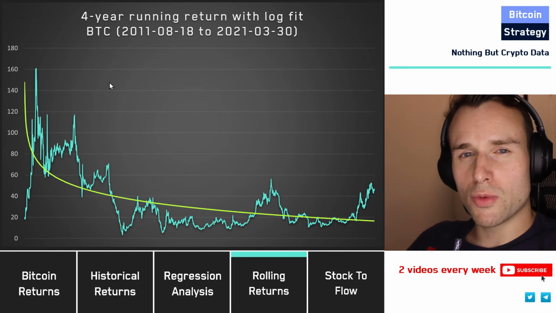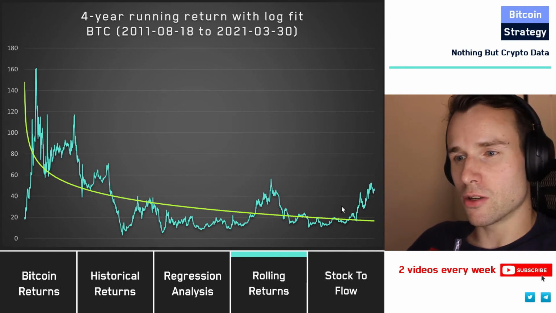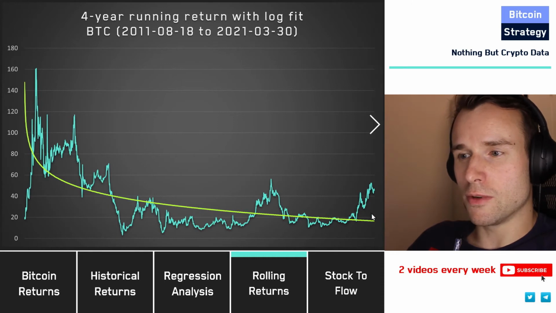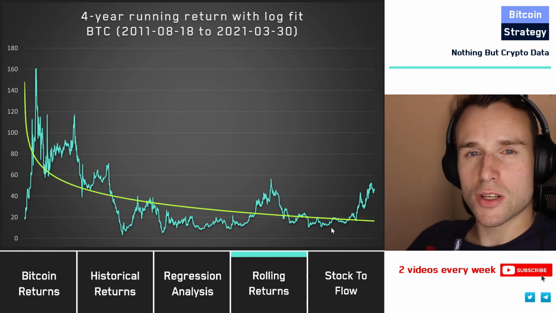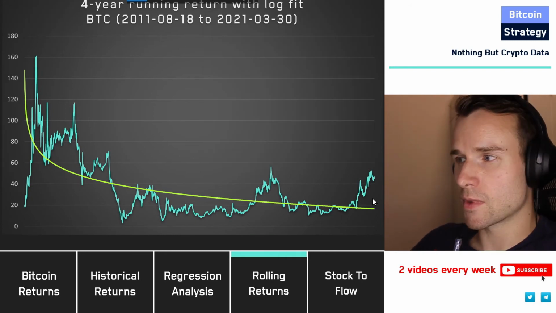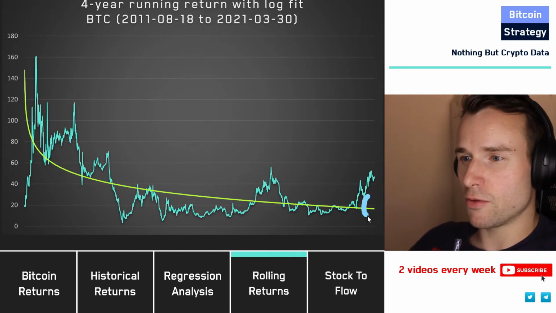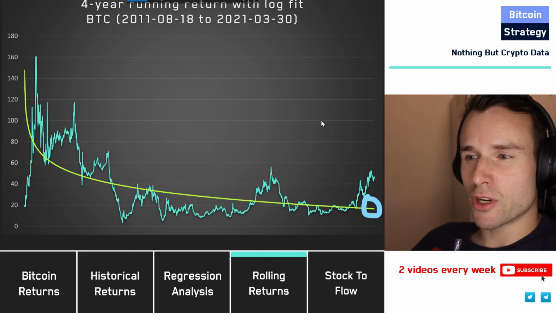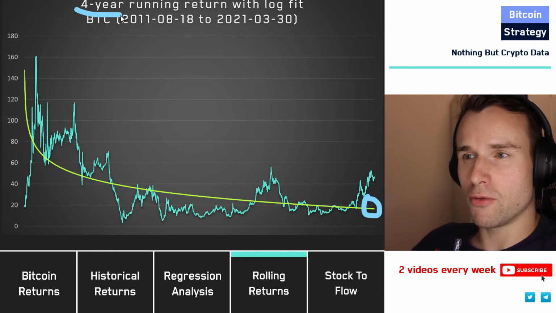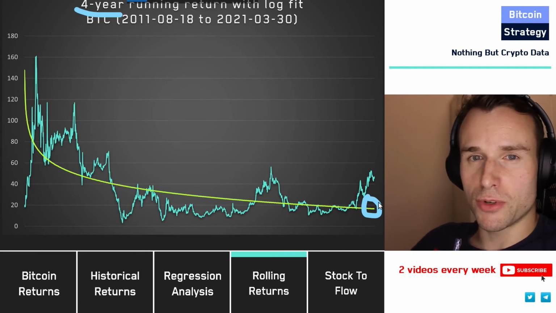So a more appropriate way to model this is this line. It's a logarithmic line. It starts very high and it goes closer and closer with time to the x-axis, trying to model that over time returns decrease. Now, what does this point over here mean? It basically means that our model predicts a roughly 17x return in a time frame of 4 years. So if you hold now for 4 years, this model would predict you get a 17x.